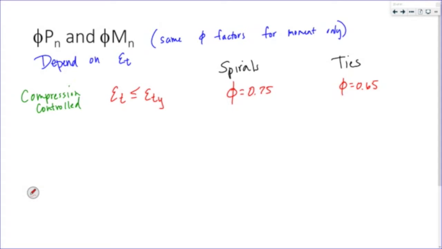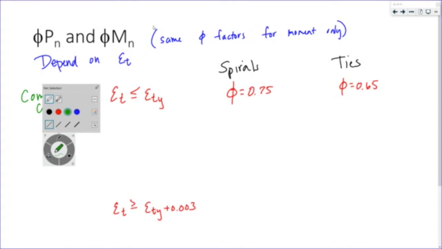On the other hand, if our strain in the extreme tensile reinforcement is greater than or equal to the yield strain plus 0.003, we are now tension controlled. And we get to use a phi of 0.9 regardless of if we have spirals or ties.